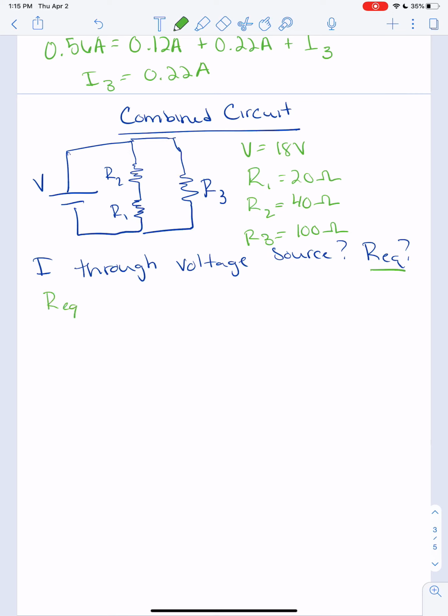So the first thing we want to do is find that REQ. I think what's going to be helpful for us is if we do this one branch at a time. So first I'm going to focus on our first branch and see if we can simplify that. For this case, REQ of just our first branch is going to be R1 plus R2. And we remember that from series from last time, right? You just add them together. So 20 ohms plus 40 ohms gives us 60 ohms across branch 1.